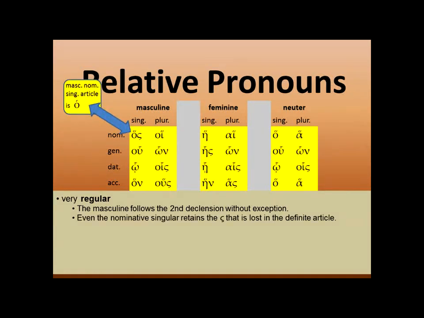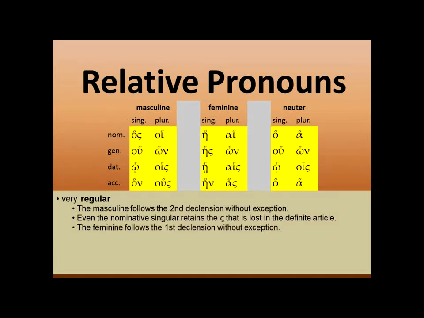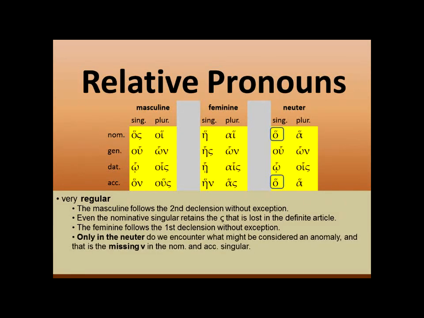Even the nominative singular retains the sigma that is lost when we decline the definite article. The feminine relative pronoun follows the first declension without exception. Only in the neuter do we encounter what might be considered an anomaly, and that is the missing nu in the nominative and accusative singular.